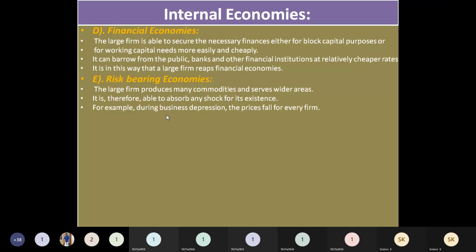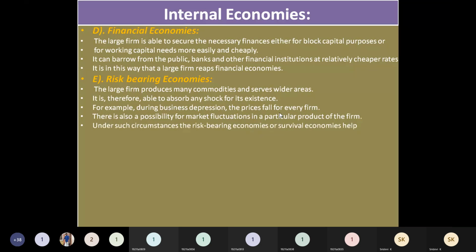So such risk-bearing economies will be there. See here, for example, you can also take a fall, a reduction of the price. Suddenly, the market price needs to be reduced. So in such cases, large scale companies can withstand in the market, survive in the market. So all those come under the risk bearing economies. Whatever may be the fluctuation, the company is going to survive in the market.